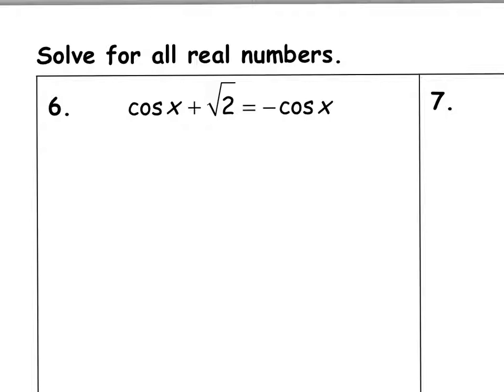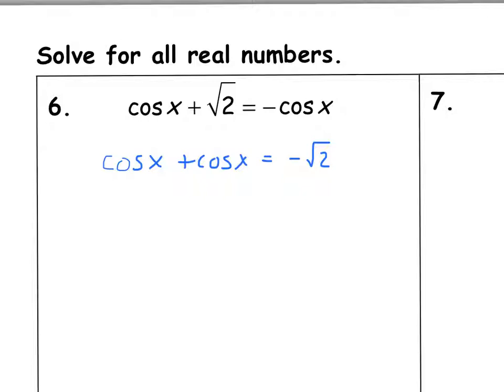So as we continue to solve on this lovely day, I want to collect all my variables, in this case, my trigonometric terms. So I'm going to do two things in one. I'm going to carry over. I'm going to add cosine of x to both sides, and I'm also going to subtract the radical.